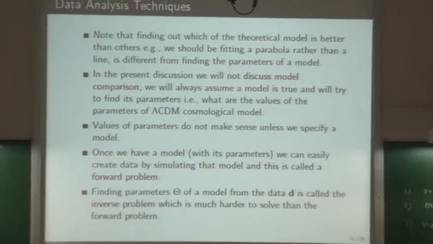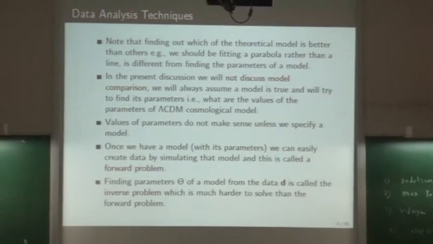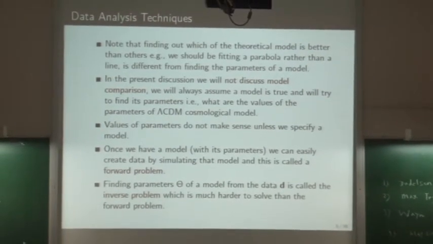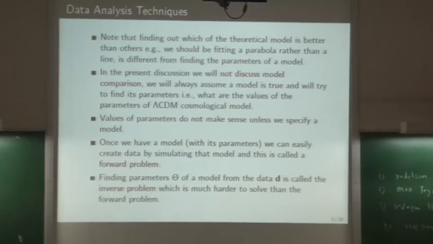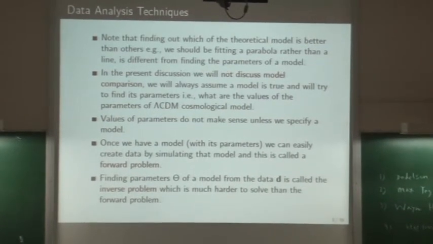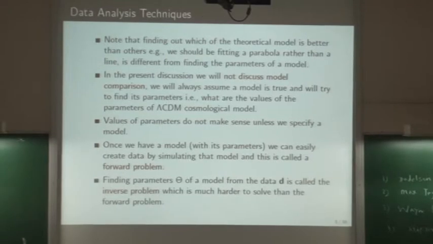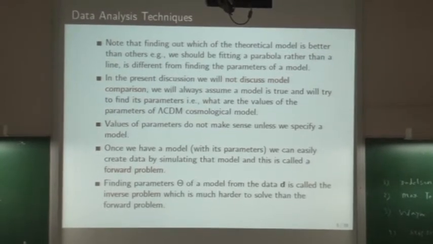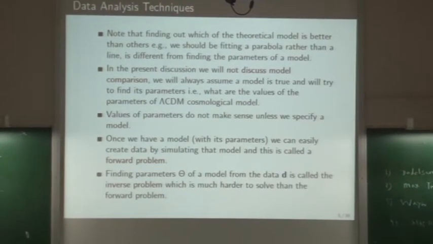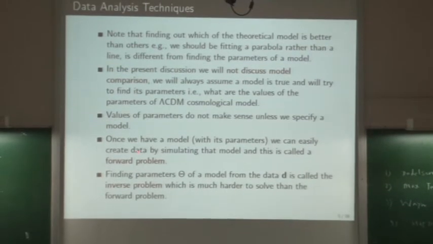We are not asking whether the lambda CDM model is correct or not. Okay, we assume that it's correct. That is taken. Now the question is, what are the values of the parameters of the lambda CDM cosmological model? That means what are the values of the Hubble parameter, baryon density, cosmological constant, and other things.